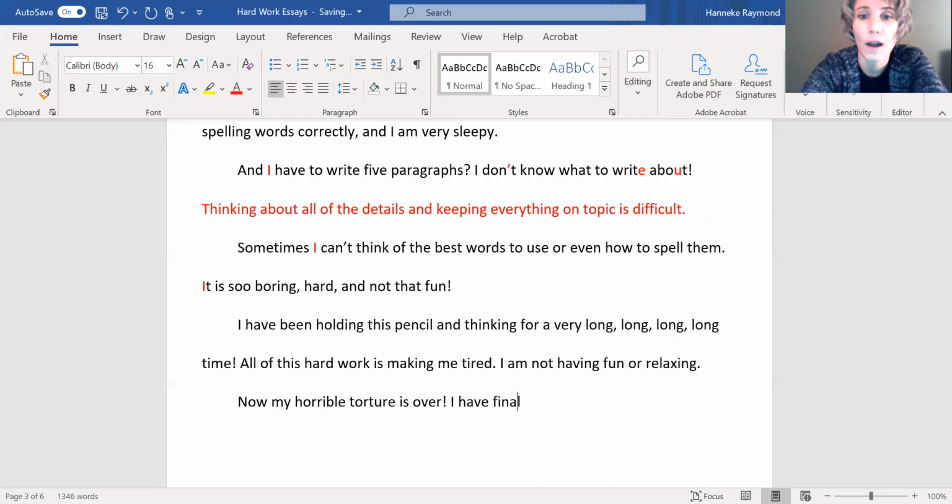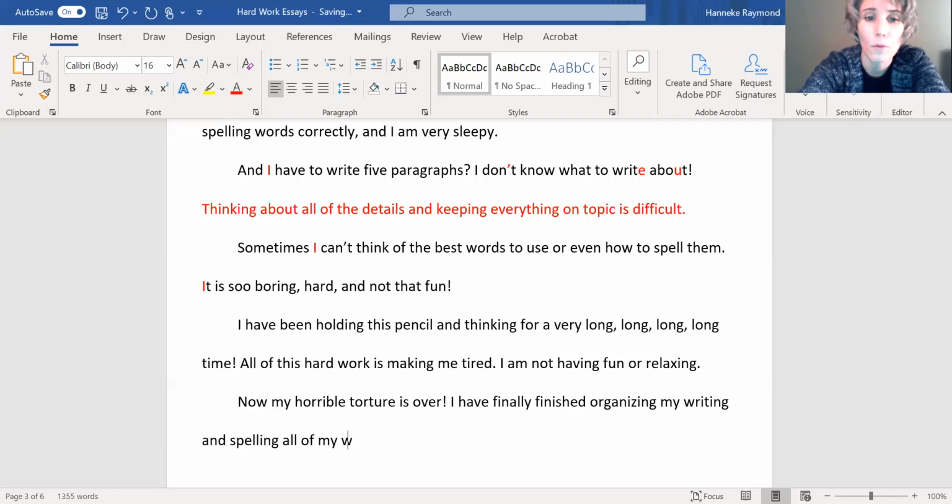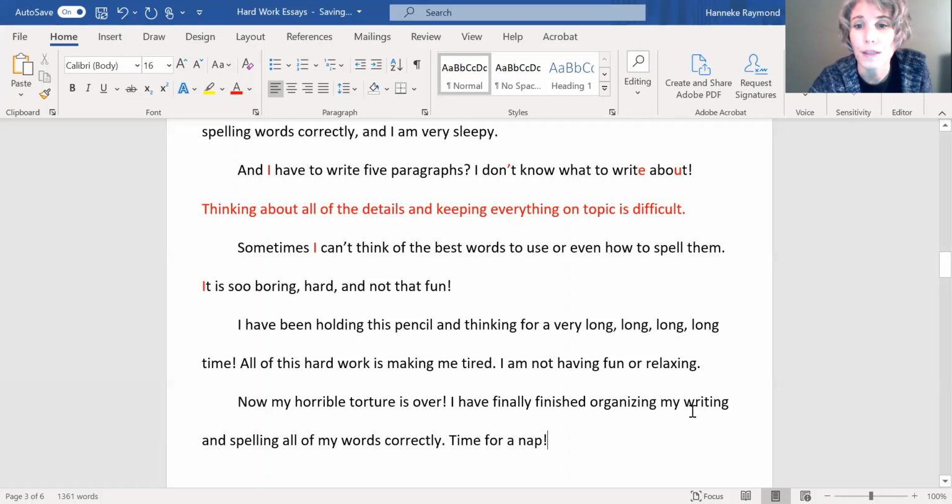I have finally finished organizing my writing and spelling all of my words correctly. Her last one is I am sleepy. Time for a nap. So now we have our transition sentence. We have restated our thesis of organized the writing, spelling the words, and feeling sleepy.